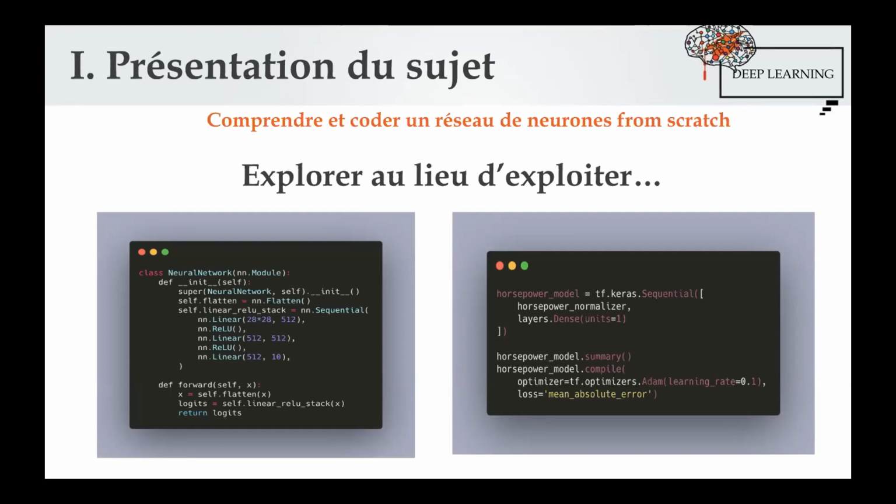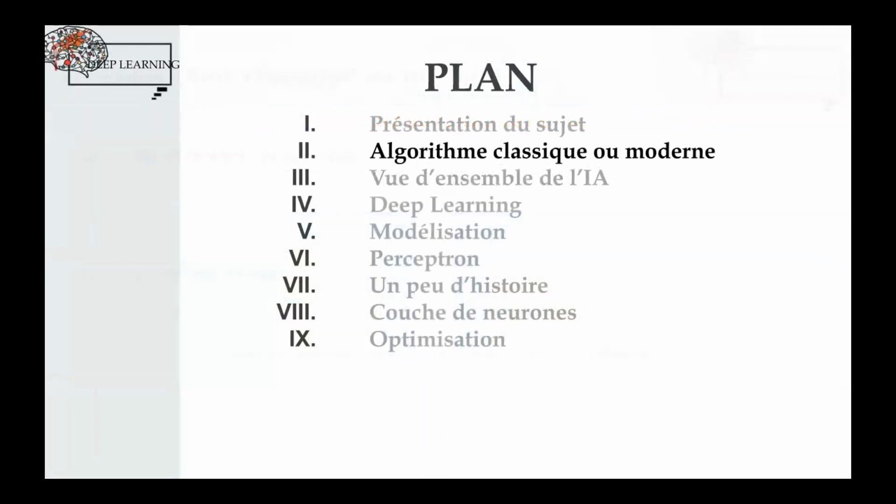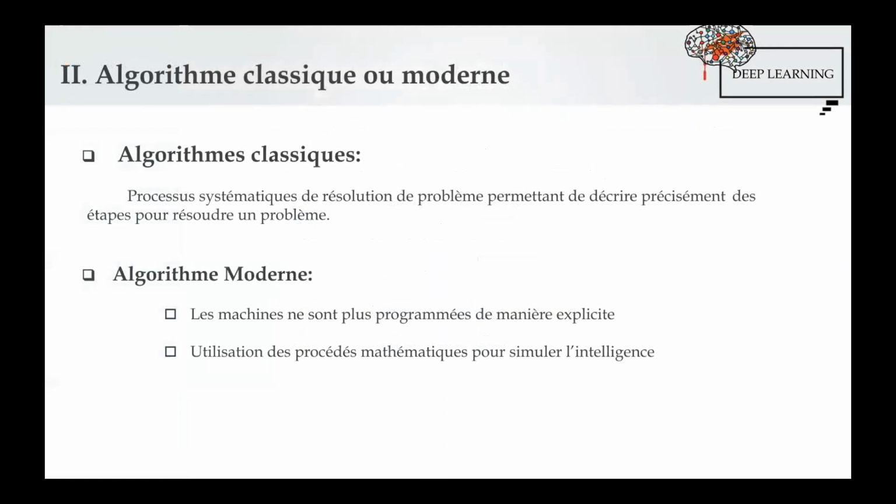La présentation va se dérouler comme suit. C'est quoi un algorithme classique? Un algorithme classique, c'est un processus systématique de résolution de problèmes permettant de décrire précisément des étapes pour résoudre les problèmes. Tu es dans un espace, tu vas essayer d'écrire toutes les étapes pour résoudre ce problème. C'est ce qu'on apprend tous quand on apprend l'algorithmique. C'est un processus qui permet de décrire exactement les choses.